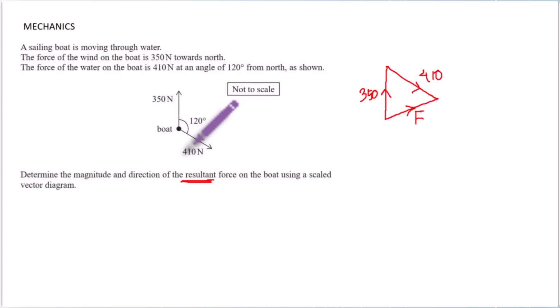Like I said, you can do this two ways. For the first scenario, I placed the tail of 410 on the tip of 350. I can just do the reverse. I can bring in the 410, and at the tip of 410 I can place 350, like this.